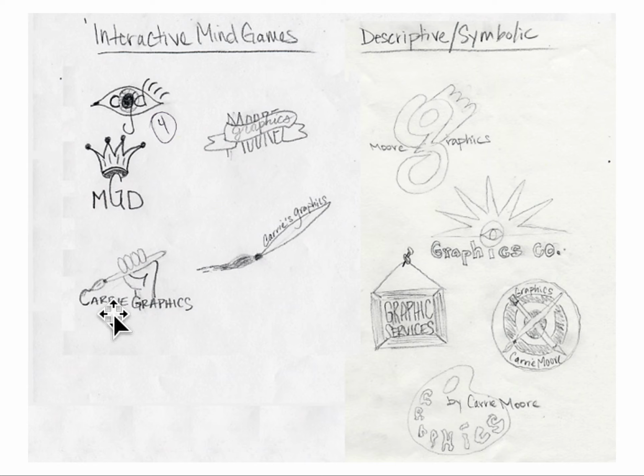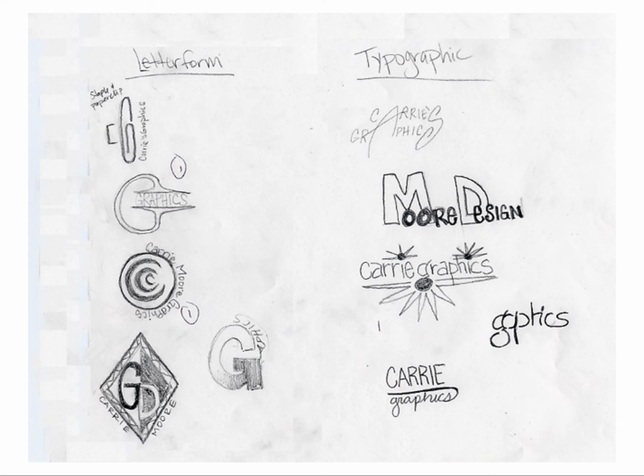By the way, this More Graphics, Carrie, she owns On3 Printing, which is a screen printing and more graphics place on the north side. Very successful. And she graduated from Western here. So letter form, you can see right there, focus on 1 or 2 letters, and then typographic.